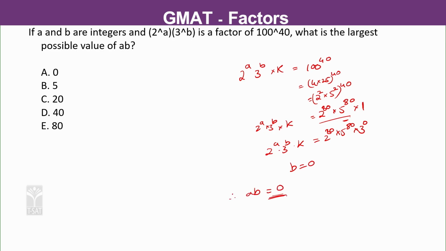Does not matter what the value of A is. We did not even have to solve so much. When you just directly look at 100 to the power of 40, you can just say that there will be no 3 in it. So, 3 has to be raised to the power of 0. So, hence B is 0. So, whatever A is, AB is equal to 0. Answer is option A. That is a quick way of solving without actually solving the values.